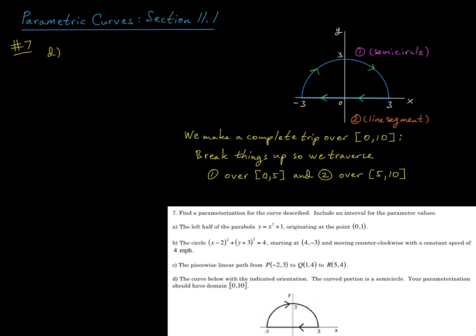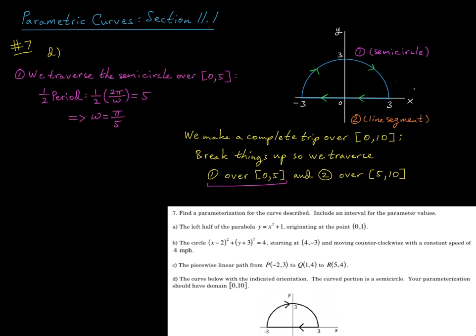So in other words, over the interval from 0 to 5. And then we'll cover the line segment in the next 5 seconds. So in other words, over the interval from 5 to 10. But again, you could break this up in any way you like, since the problem doesn't specify the length of time for each individual piece. All right, but in any event, let's go ahead now and check out the semicircle.